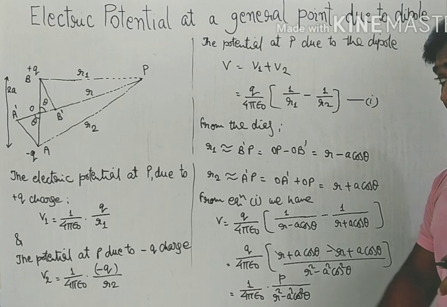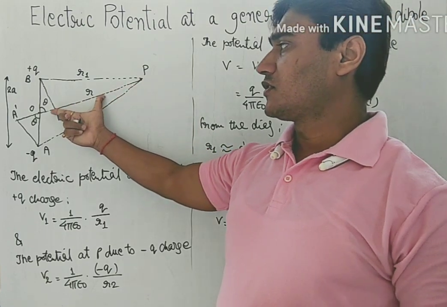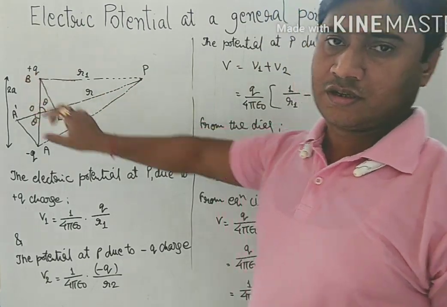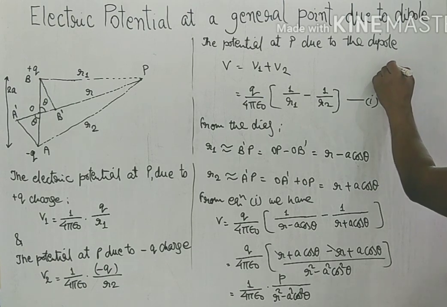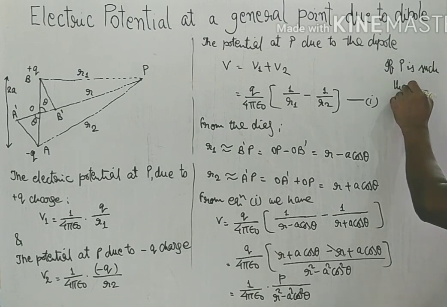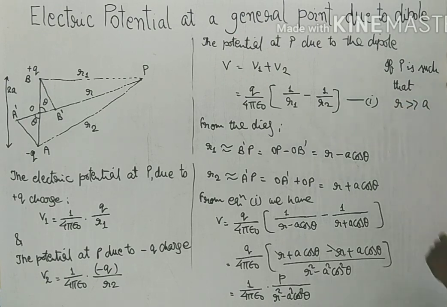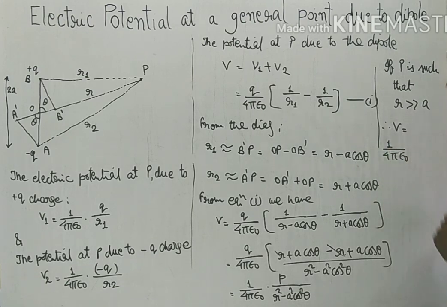Now, if this test point is taken at a far off position in such a way that R is much much greater than half of the dipole length, so this term can be neglected. So here we write, if P is such that its R is much much greater than A, then V is equal to 1 upon 4 pi epsilon naught P upon R square. Fine, student. So this is the last outcome.